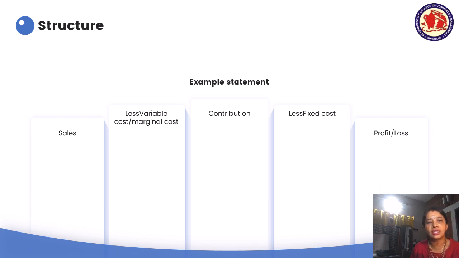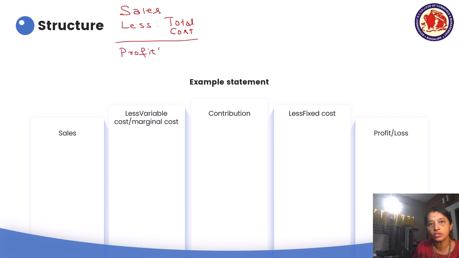All of you are aware of the statement: sales less total cost is either you get profit or you get a loss. If your cost is more and sales is less, you suffer a loss, and if your cost is less and your sales is more, you get a profit. So this is the statement.